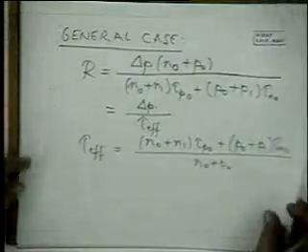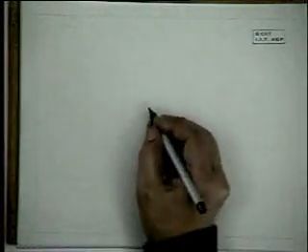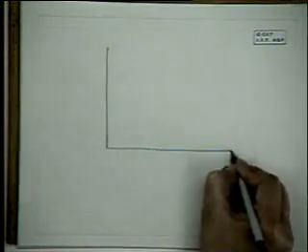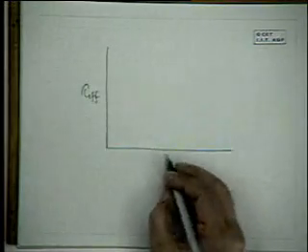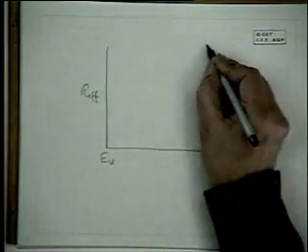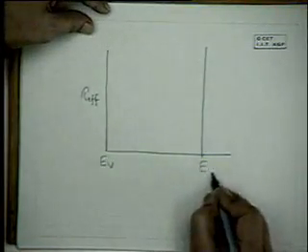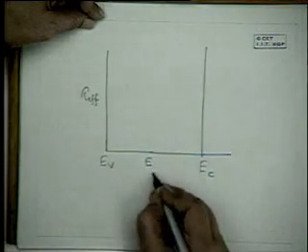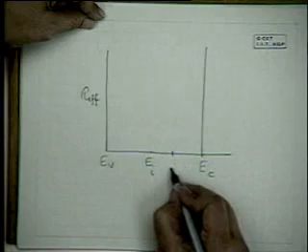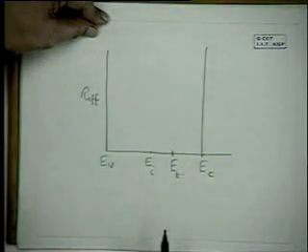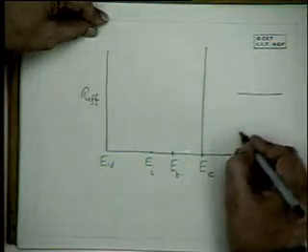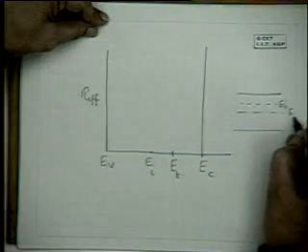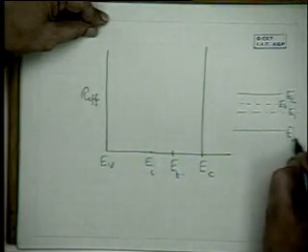So the interesting case is to see what happens to tau effective if we plot tau effective as the Fermi level moves from the valence band to the conduction band. Suppose this is the mid gap, EI. Suppose the trap is located there in the upper half of the band gap, so ET is there. So this is EI, this is EC, this is EV. How does this expression vary?